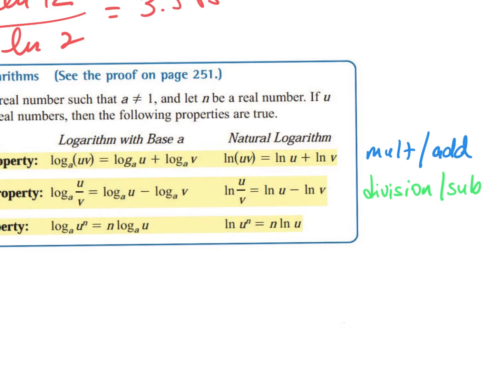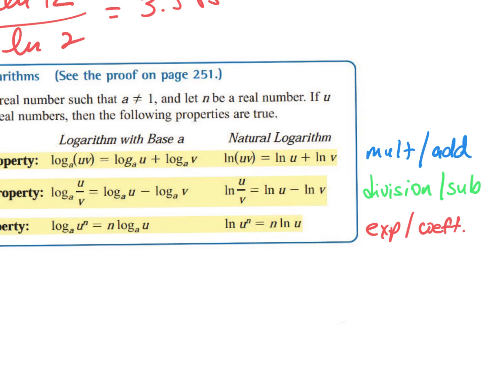And then when we talk about the power property, exponents go with coefficients. I'll explain that to you in a second. But for your product property, if something is being multiplied and they're asking you to expand it, you should think addition. If something is being added and they're asking you to condense it, you should think multiplication. Those two operations go together. Division and subtraction go together. Exponents become coefficients.